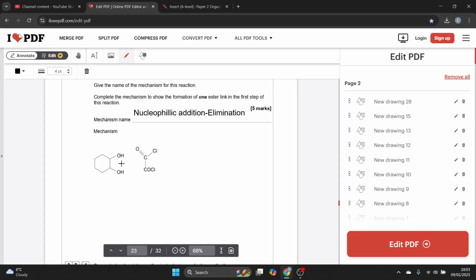So what's going to happen in this case? Well, always the lone pair of electrons on the oxygen, that's partially negative, attacks the partially positive carbon. That's the first step. Then what happens is I've got this carbon, oxygen with a lone pair of electrons, negatively charged. We've got the Cl here.